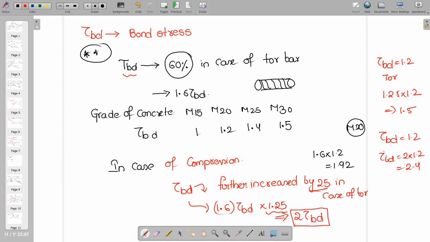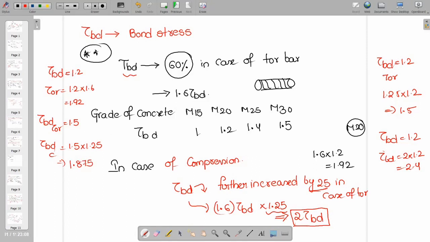Actually, sir, if tau bd is the bond stress, if bond stress is 1.2, in case of tor bar it will be equal to 1.2 into 1.6, that will be equal to 1.92. Suppose tau bd of tor is given as 1.5. In this case, what will be tau bd of compression? 1.5 into 1.25, that will be equal to 1.875.